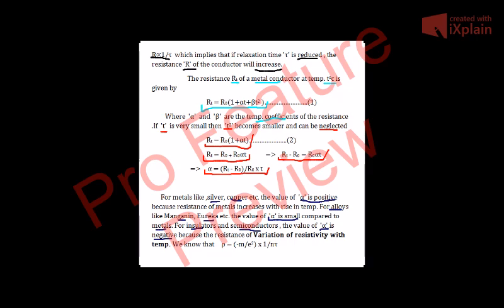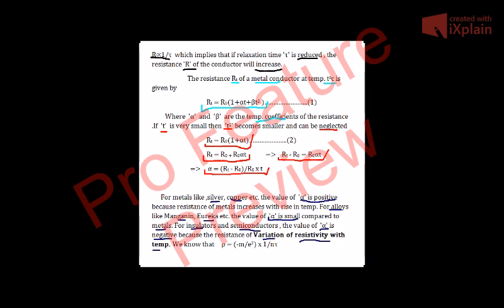Now let us discuss variation of resistivity with temperature. It will be almost the same. What happens to the resistance of metals when we increase the temperature? The resistivity will be affected in the same way as the resistance of metals, semiconductors or insulators.